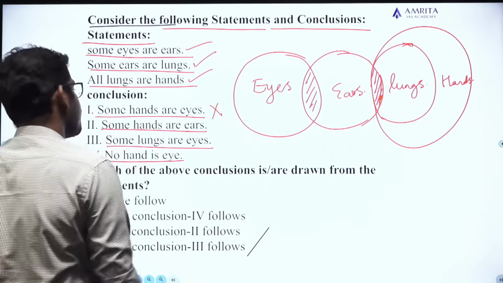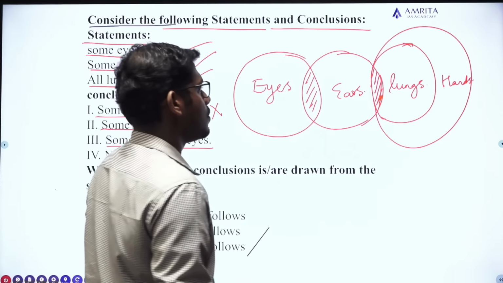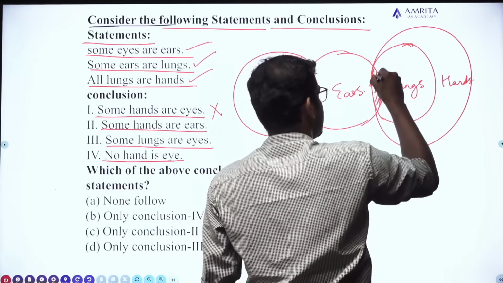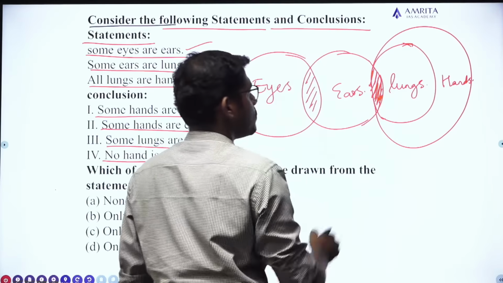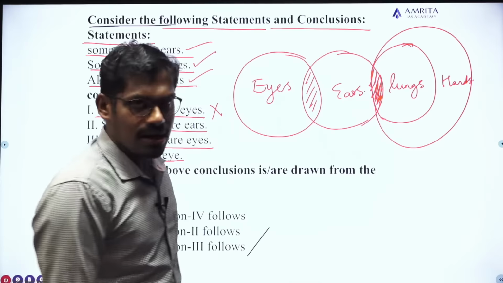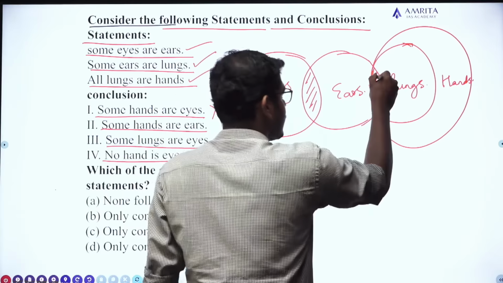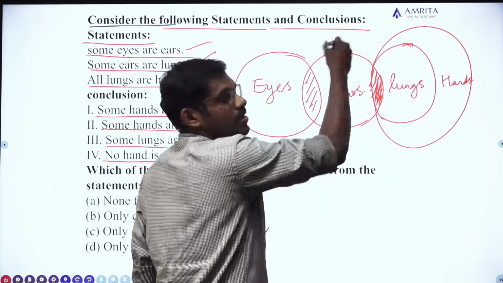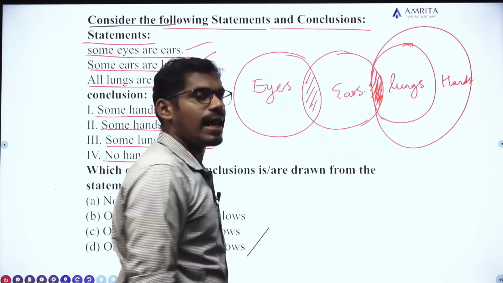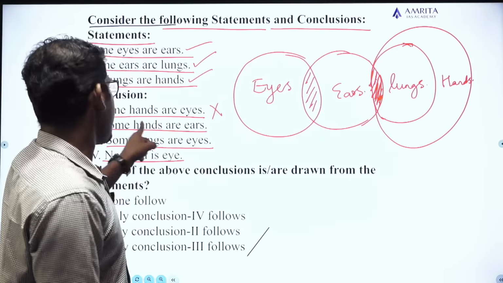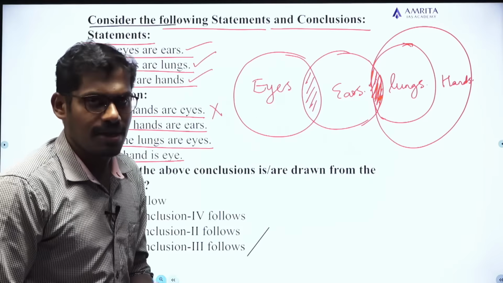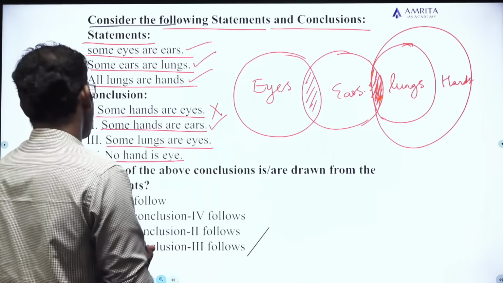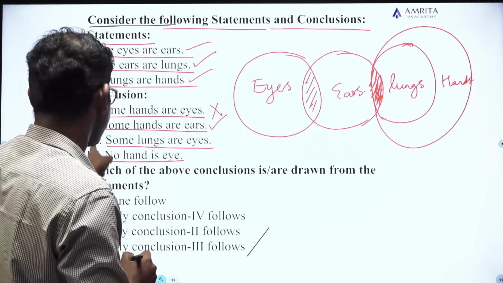Okay, second one. Some hands are ears. What are some hands? This is hands. All lungs are hands. This is some ears. Is this some hands are ears? Yes. This is some hands and it is part of the ears. So some hands can be ears, is a possibility, is a correct one. Clear? So the second conclusion is correct.